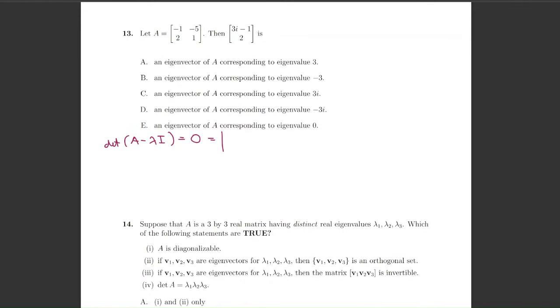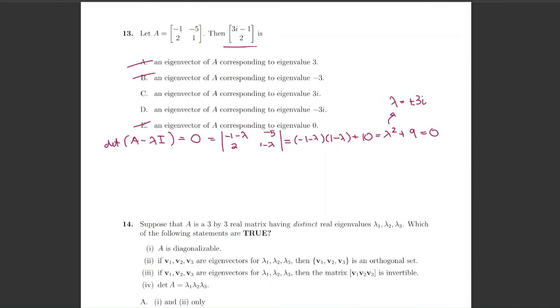Okay, so we plug that into A, so -1 minus lambda, -5, 2, 1 minus lambda. That gives me (-1 minus lambda) times (1 minus lambda) plus 10. That gives me lambda squared plus (1 minus 1) lambda, so 0 lambda, minus 1 plus 10, which is plus 9, equals 0. So from this, lambda has to be plus or minus 3i. That already eliminates these three answer choices. Now we just need to figure out which eigenvalue this corresponds to, so now we have to find the eigenvector.